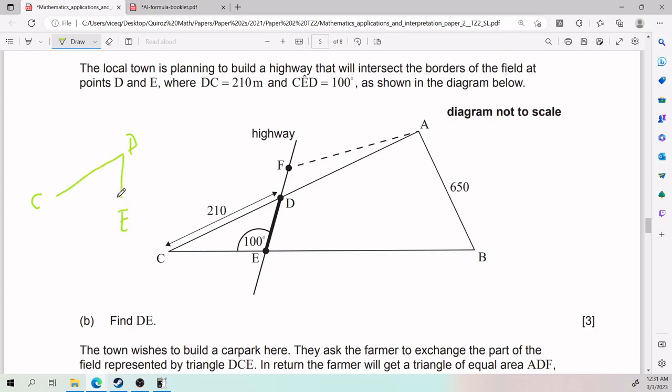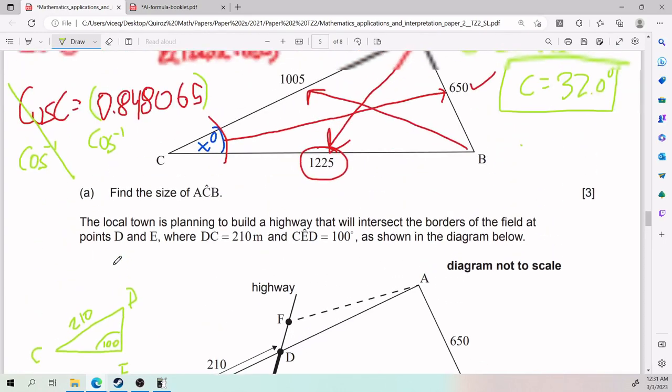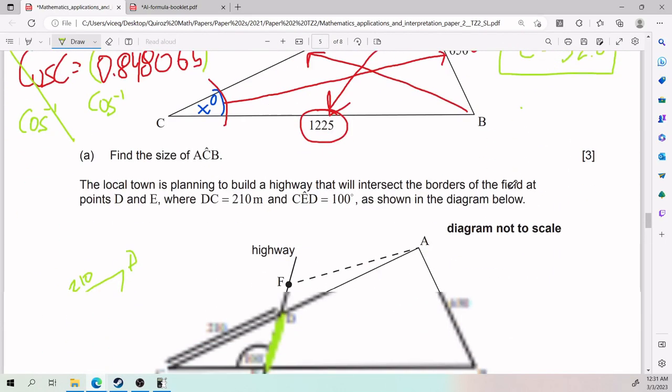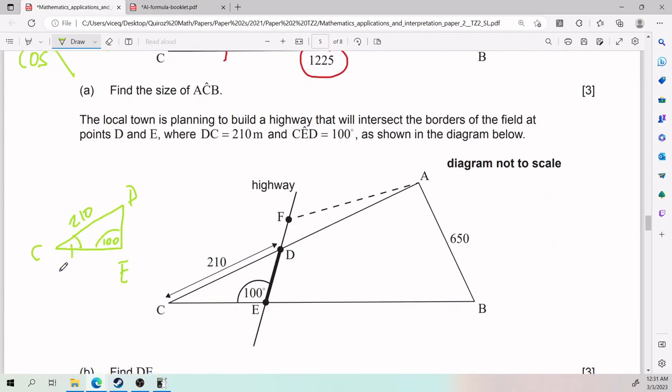And basically, I have to analyze what information I have. So I have 210 over here. I have the angle 100. And there's one more thing I have, see? Which, by the way, has to do with part A. See, part B usually needs things from part A. From part A, I got that angle C was 32, so that means that this guy here is 32.